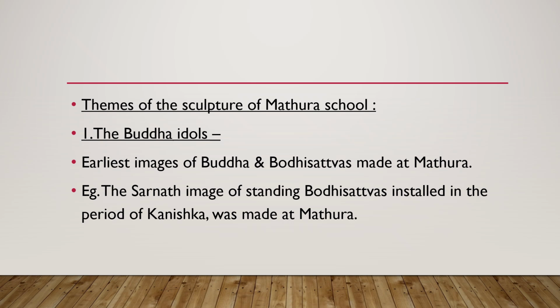The following were the themes of the sculpture belonging to the Mathura school: Buddha idols. The earliest images of Bodhisattvas and Buddha were perhaps made at Mathura and sent also to other regions. For example, the Sarnath image of standing Bodhisattvas installed in the period of Kanishka was made at Mathura.